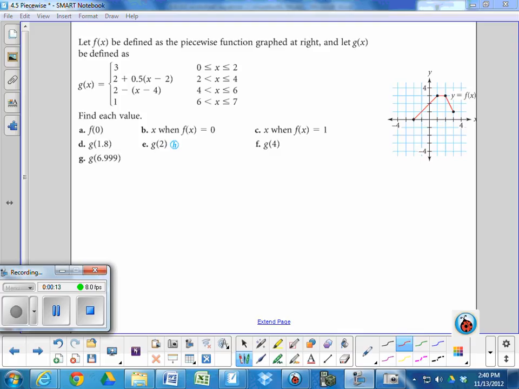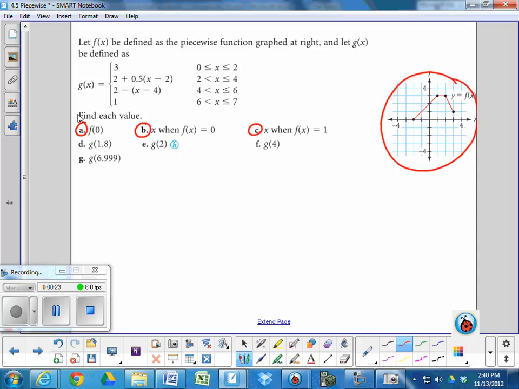So one thing I want to clarify is A, B, and C all refer to f of x, so they deal with the graph. The other four, D, E, F, and G, refer to g of x, so they deal with this equation here. Both don't go with all of the problems, all right? So the red ones go with the red graph, the blue ones go with the blue equation. The red ones are a little bit easier because we're used to looking at graphs.